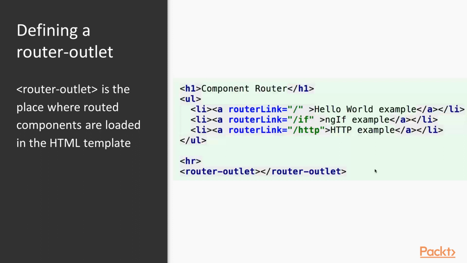And then the next step to have the component router up and running is to define a router outlet. The router outlet is a placeholder where routed components will get loaded in our HTML template. So in the example here, we have a list of links, we have a title, and below all that we have a router outlet. So when we click on the /if link, it's going to load the ngIf component based on the previous routing table, and this ngIf component will be displayed right here where the router outlet is located.